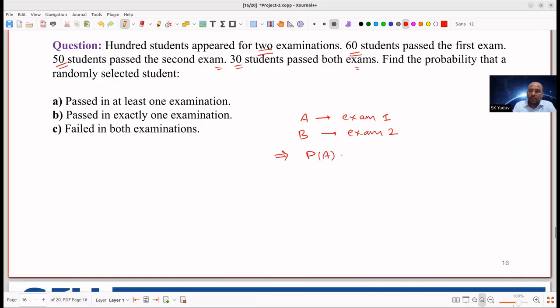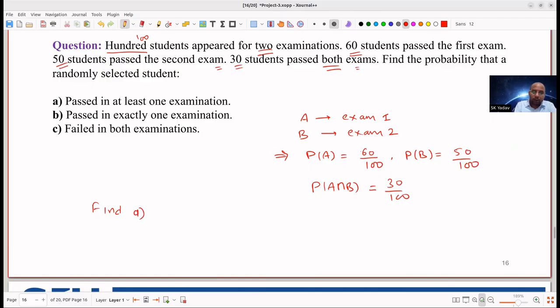So from here, what is given to you? Probability of A is 60 by 100 because a total of 100 students are given. Probability of B, exam 2, 50 by 100. And both exams, probability of A intersection B is equal to 30 by 100. What you have to find?